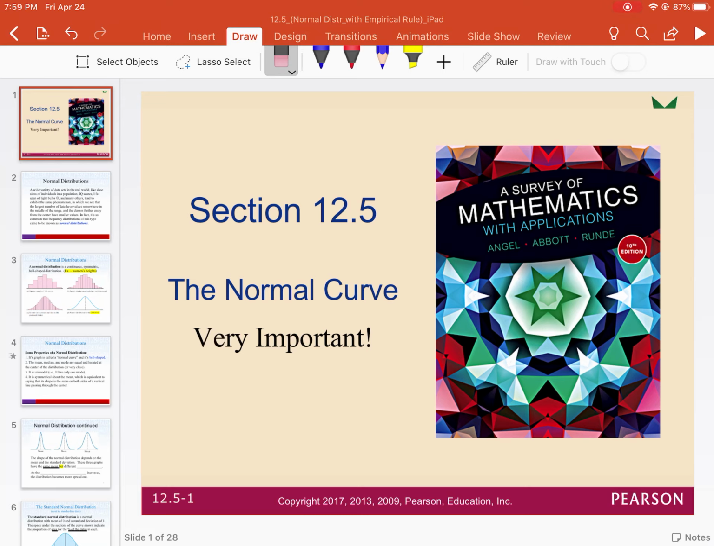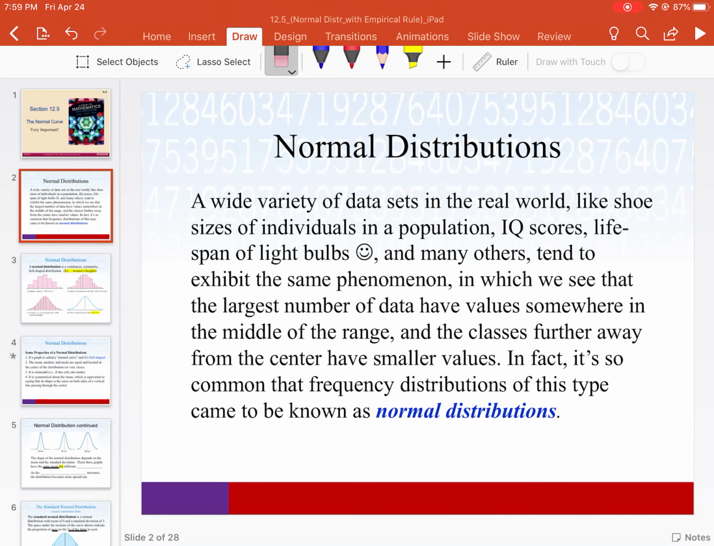Last week we talked about measures of dispersion, range, and standard deviation, right? And those numbers were used to describe how close the data set was. Was it tight together, a low standard deviation, or was the data spread out, a large standard deviation? And that's what that tells you. All right, remember that. Now we're going to take a look at something called the normal curve.